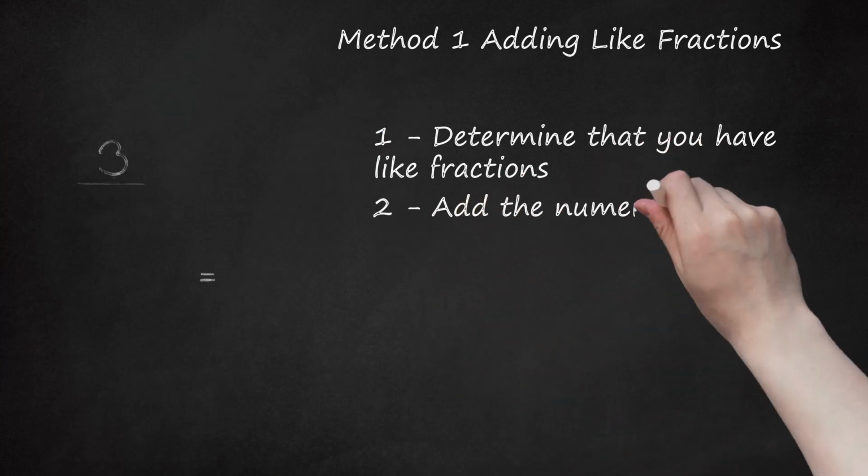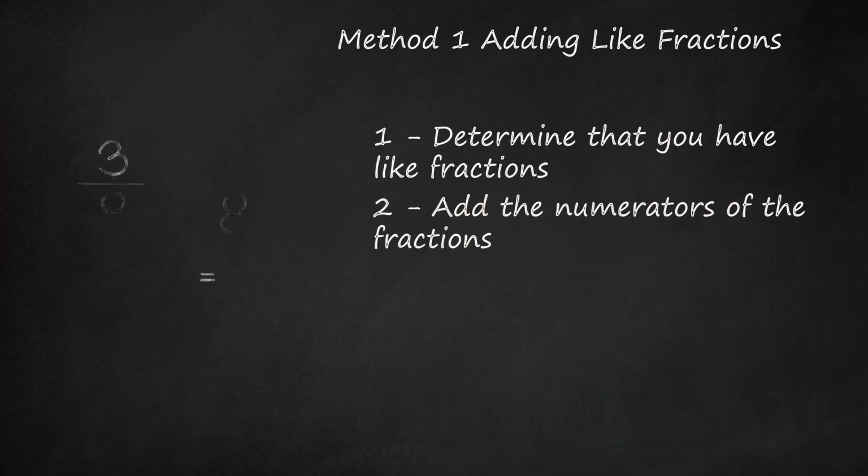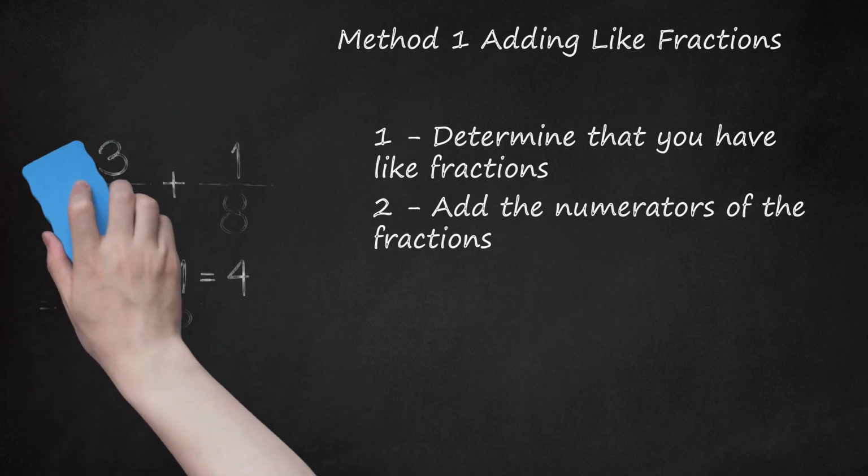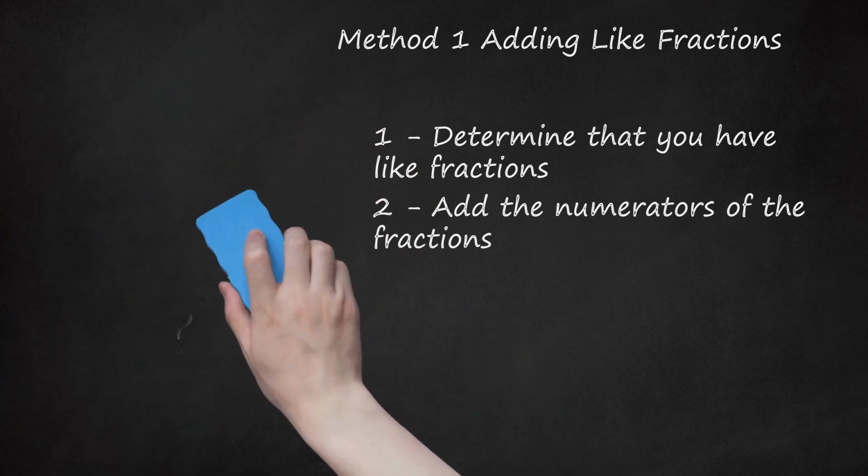2. Add the numerators of the fractions. The numerators are the numbers above the fraction bar. For example, if you are adding 3/8 and 1/8, you would first calculate 3 plus 1 equals 4.